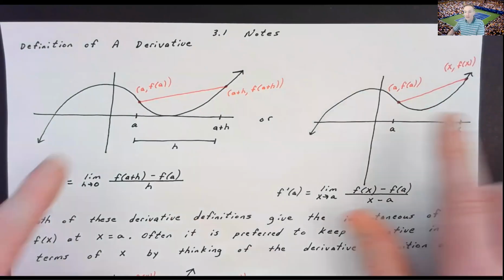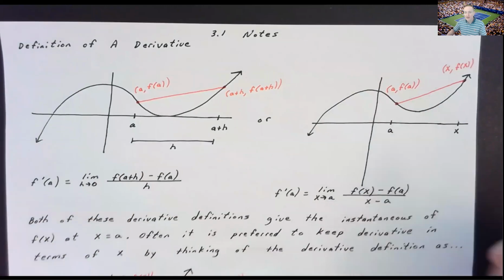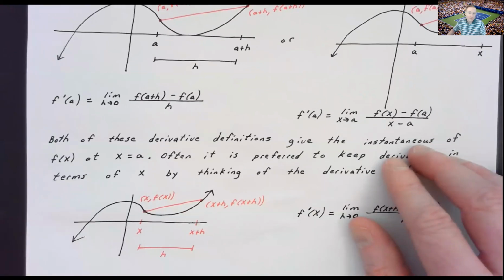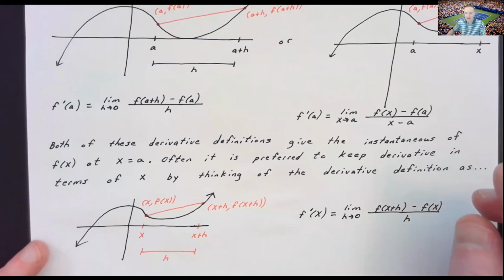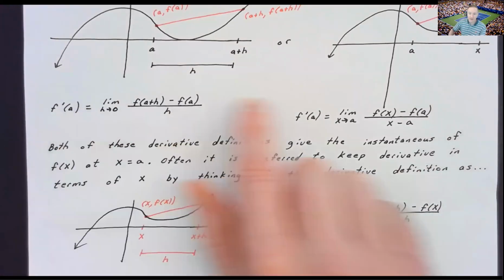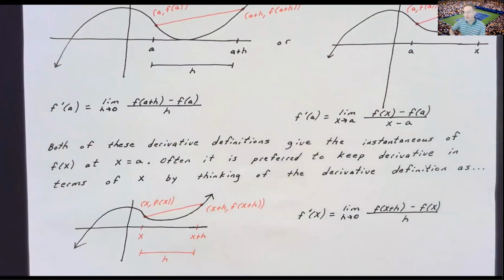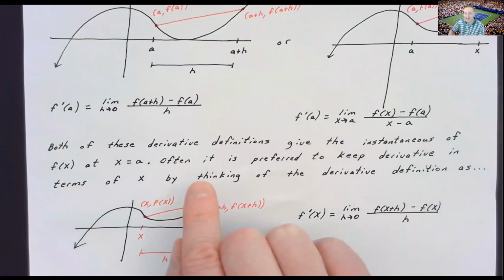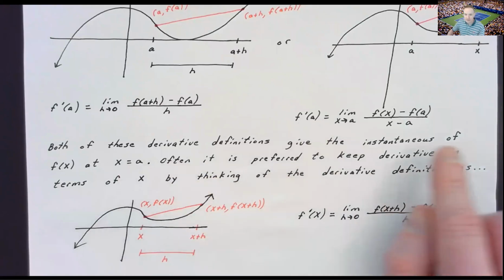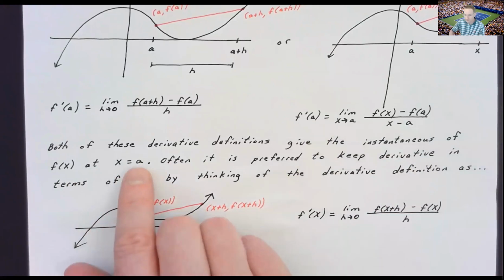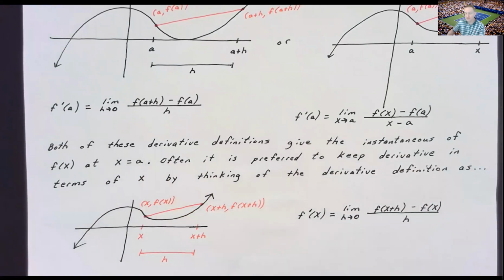So I can say, okay, that's our two main definitions for a derivative. Now, I will also mention this other one. What if you don't want the derivative to be defined at a? Typically, when we solve for derivatives algebraically, it is f prime of a. Some students would prefer to keep things in terms of x. So if you're one of those, notice what I did down here. I said both of these derivative definitions give the instantaneous rate of change of f at x equals a. Often it is preferred to keep the derivative in terms of x.